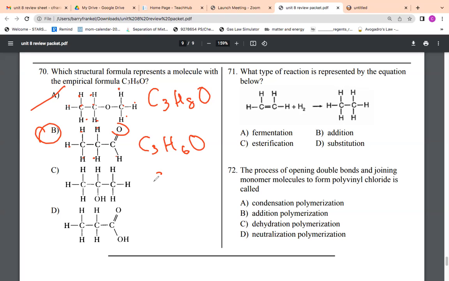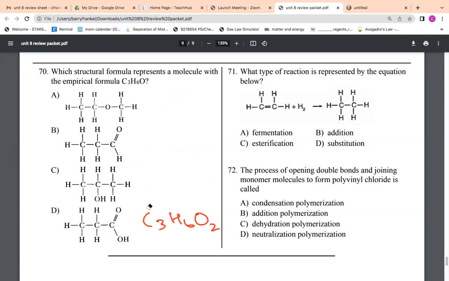Let's just take a look at the other ones anyways. So we've got 3 carbons. We've got 1, 2, 3, 4, 5, 6, 7, 8. Again, 8. This is no good. Doesn't match. 3 carbons, 1, 2, 3, 4, 5, 6 hydrogens. But the problem is it's got 2 oxygens. This is no good. So our answer is going to be choice B. All right. Let me get rid of this.